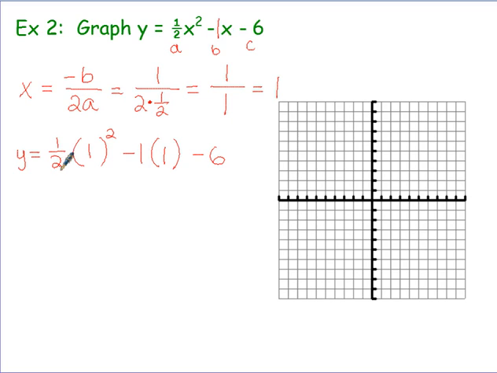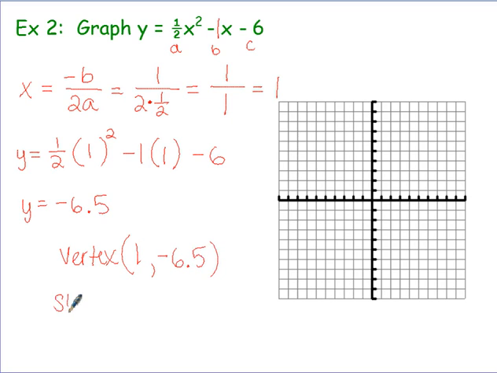Type it in exactly how I say it. 1 divided by 2, parentheses, 1, close parentheses. Hit the squared button, minus 1, parentheses, 1, close parentheses, minus 6. And your calculator should spit out the number negative 6.5. And yes, decimals are okay. So our vertex is positive 1, comma, negative 6.5.